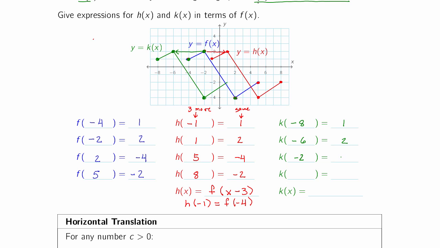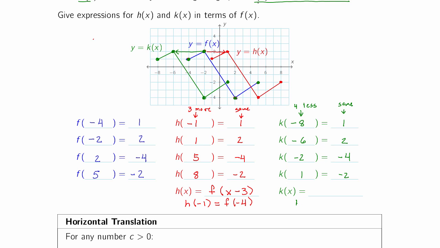k of -2 is -4. And then we had (5, -2) on the graph of f. 4 units to the left of that, we have (1, -2). So k of 1 is -2. Again, the outputs are the same, but the inputs are 4 less.